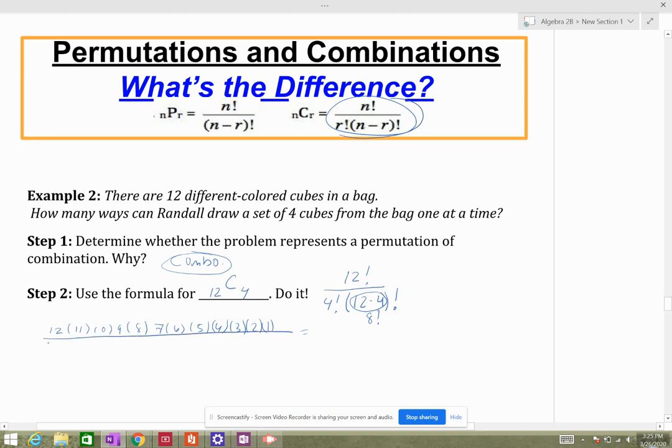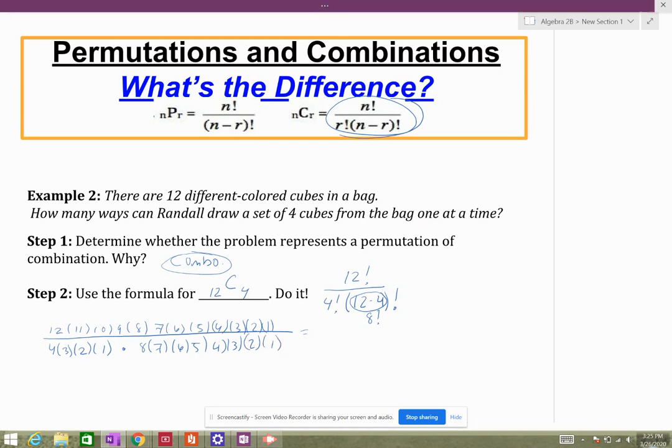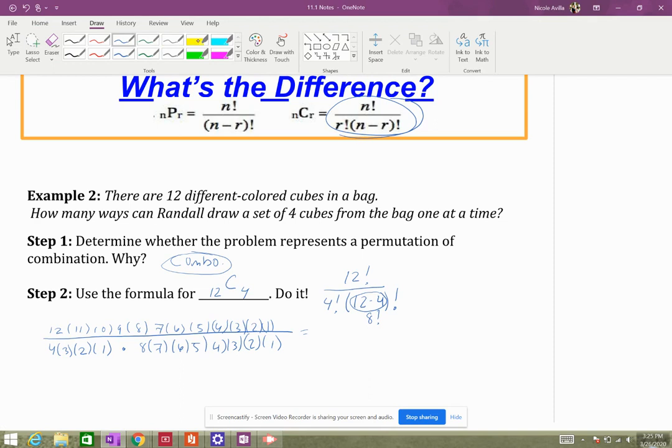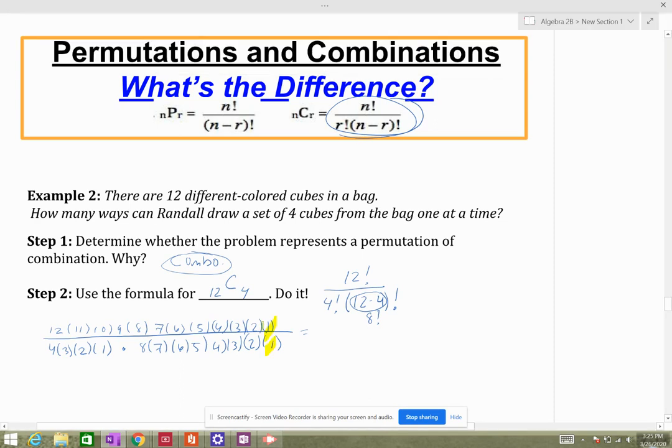And I can do that with my 4 times my 3 times my 2 times my 1. And then I could do that with my 8 times my 7 times my 6 times my 5. All right, I can do that. And then if I have that all written out, I can go ahead and simplify a bunch of these things.